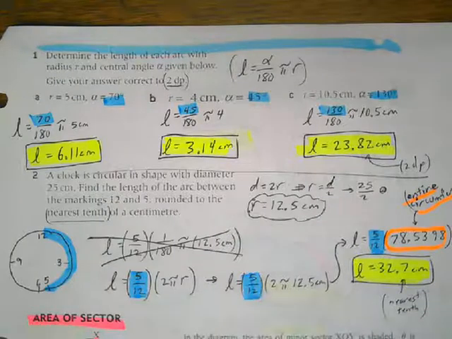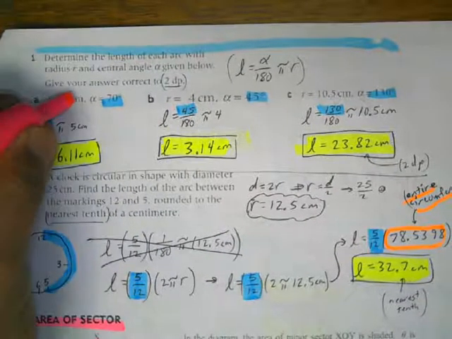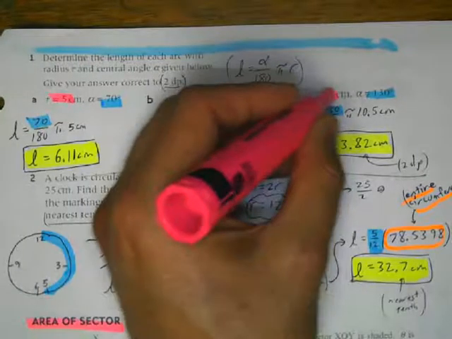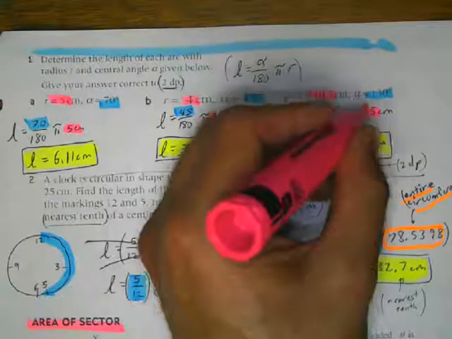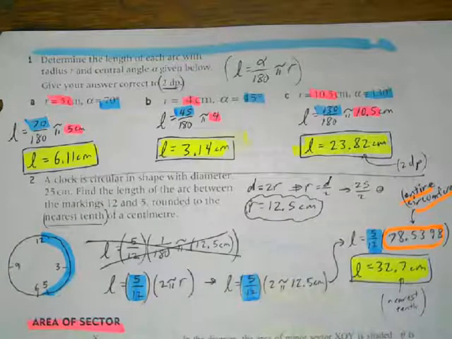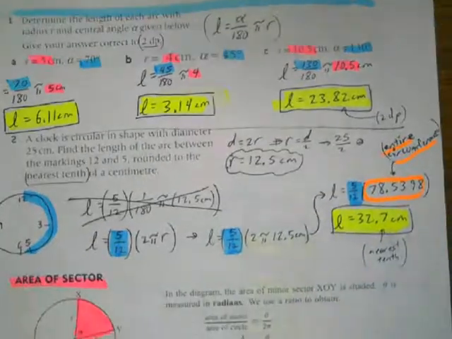And we've got our radius. And you put that into your calculator and you get your answers. You may want to hit pause to check your work. Okay, number 2, we've got a clock.